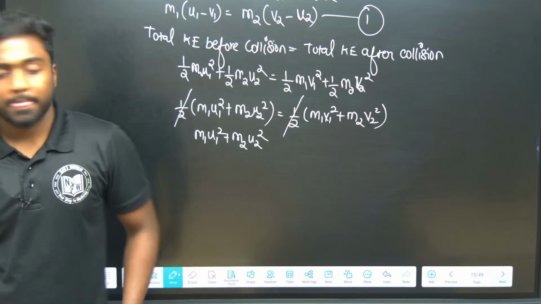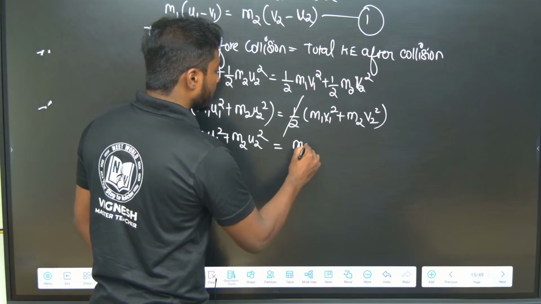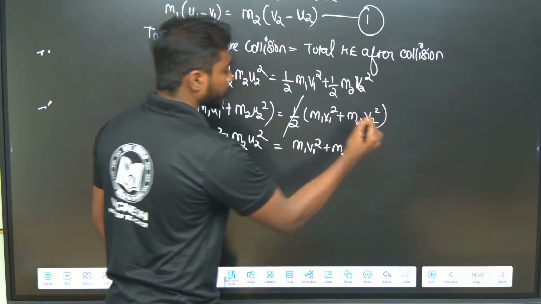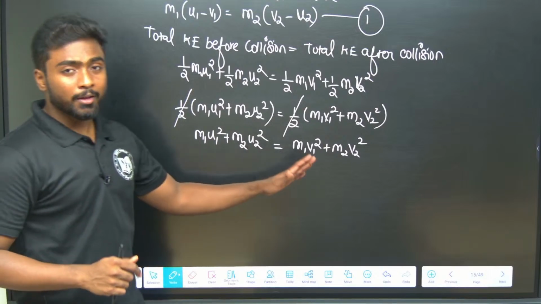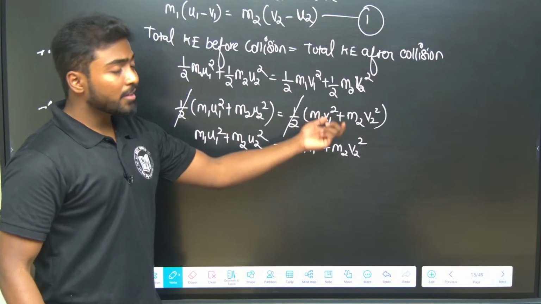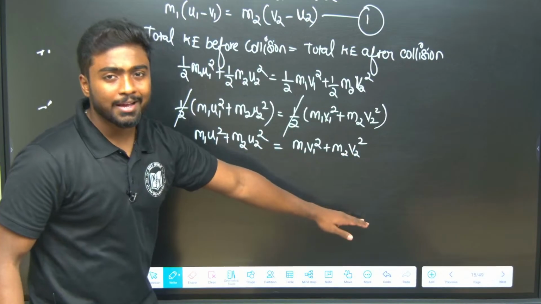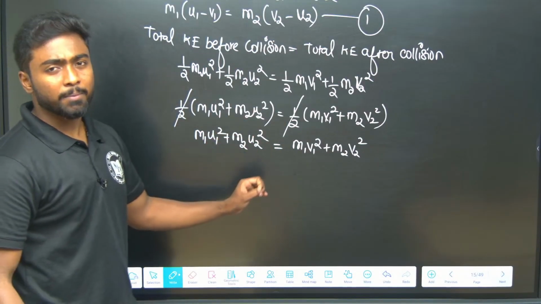Okay, listen. So it should be equal to m1 v1 square plus m2 v2 square. Okay, see, no need to hurry. Go step by step. If you miss any one variable, you will suffer at the last while doing the calculation part. So go step by step as much as possible.